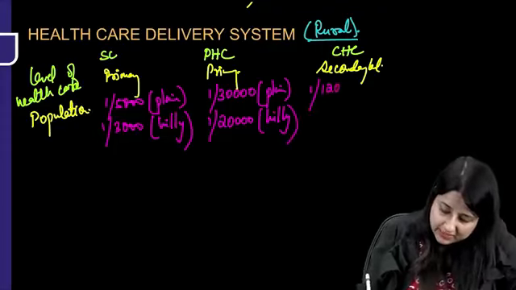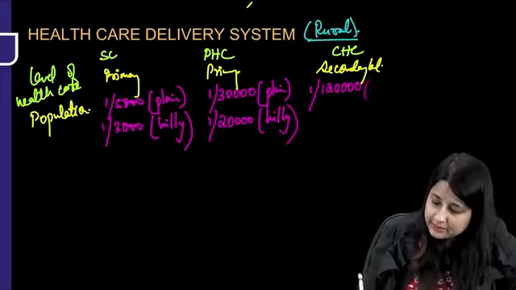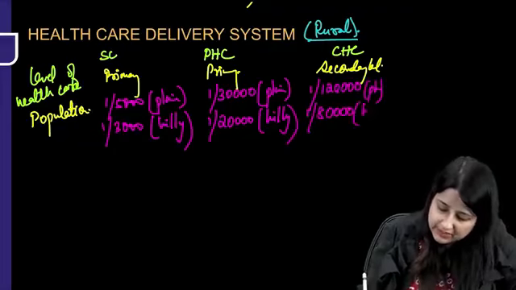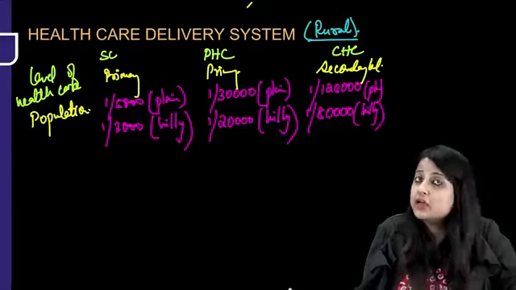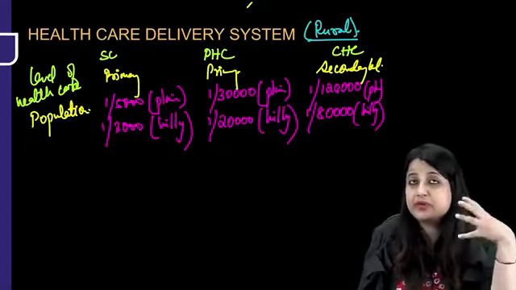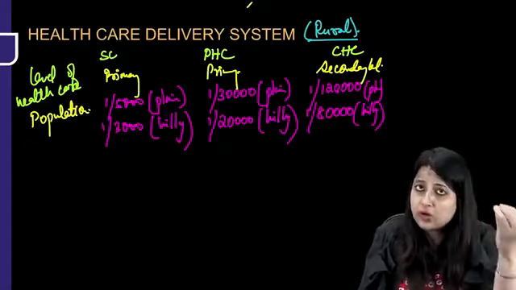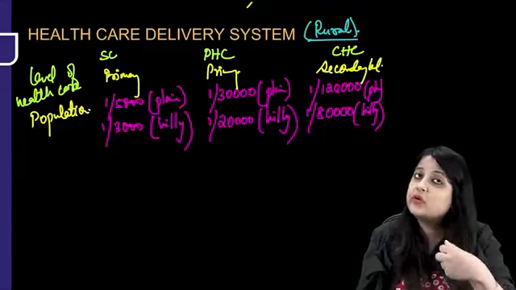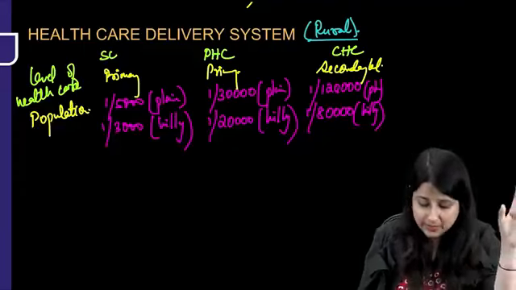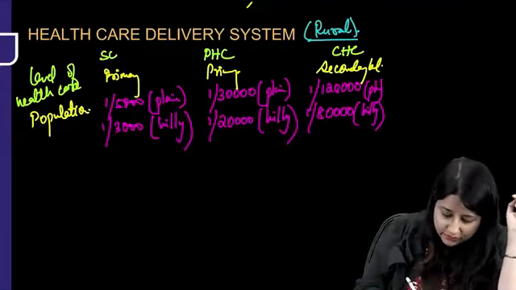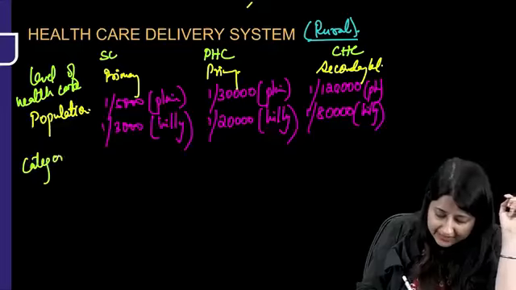1 per 1,20,000 population in plain area, guys, and 1 per 80,000 population in which area? Hilly area. Okay, now remember these sub-centers and PHCs, 24/7 PHCs, all that also are there, but generally sub-centers and PHCs are now being upgraded to health and wellness centers under our Ayushman Bharat. So that's the population norm. Then categorization. So what do we have to study about categorization?